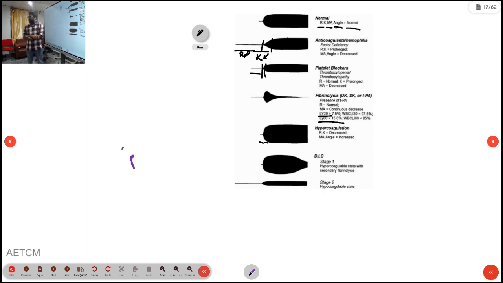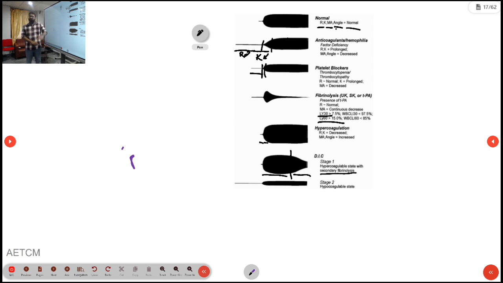The lysis time is almost gone. There is no lysis which occurs. The hypercoagulable state is what I mentioned initially. In pregnancy we can see it, and also in the initial stage of DIC we can see a hypercoagulable state. But in DIC the main difference is that after the initial hypercoagulable state, there is a secondary fibrinolysis. That is the difference in DIC compared to other hypercoagulable states.